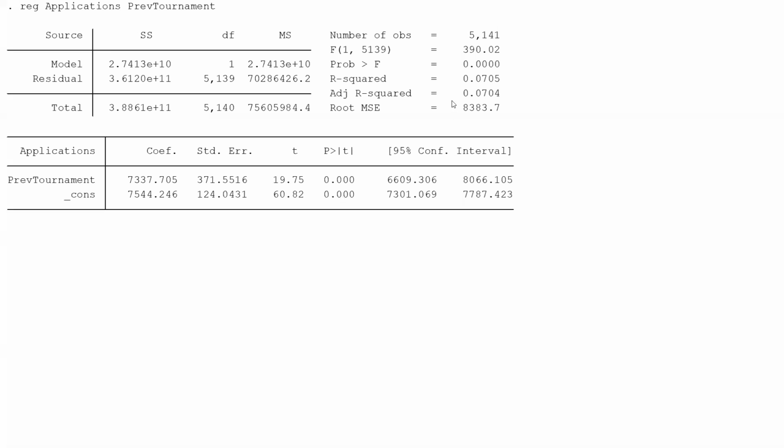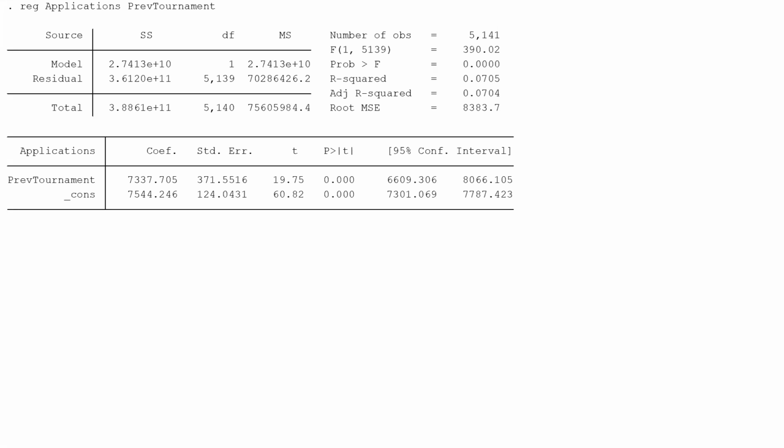Let's look here. I ran this regression where my y variable is applications, and my x variable is whether or not I was in the tournament the prior year. I dropped my marker cap, but I don't know where it went. So if I make it into the tournament, the expected increase in applications is about 7,300. That's how I could interpret that coefficient. Very significant, p-value 0, so it's significant at the 1, 5, and 10% level.